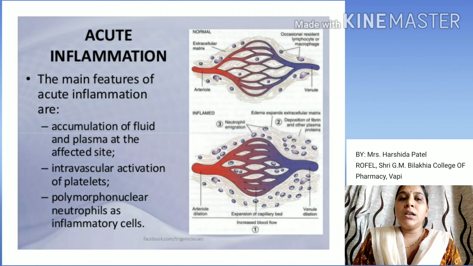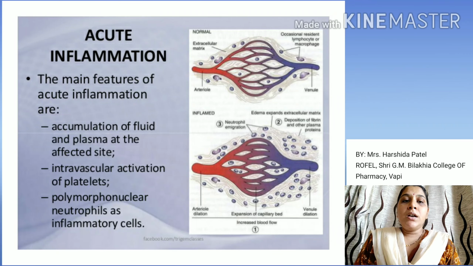site. Another is intravascular activation of platelets. You can see that the number of platelets has increased because of its activation, because there is an injury and due to the inflammatory response there is activation of platelets. It is a characteristic feature of acute inflammation.